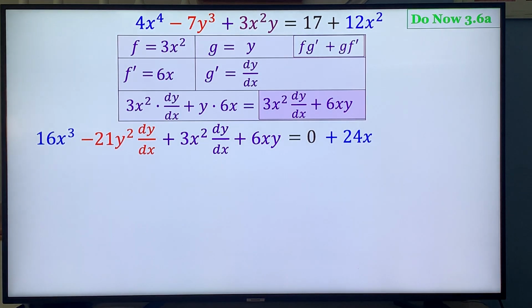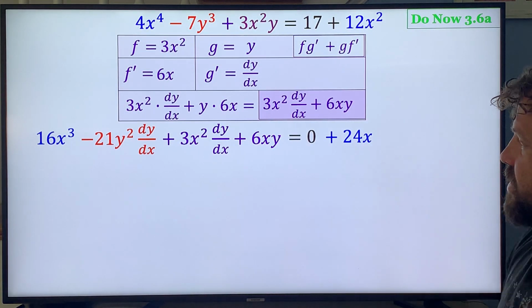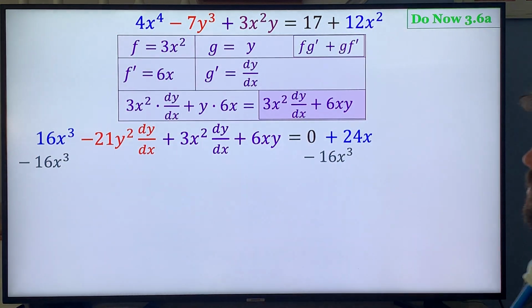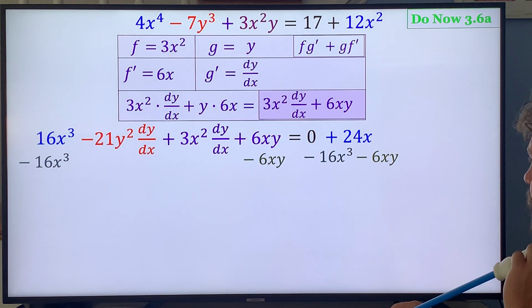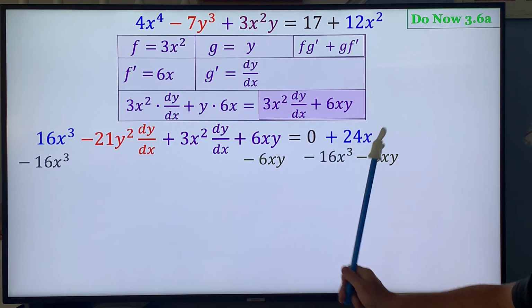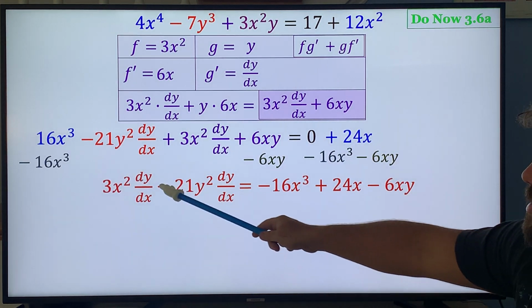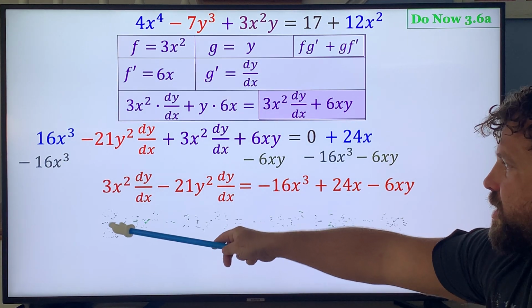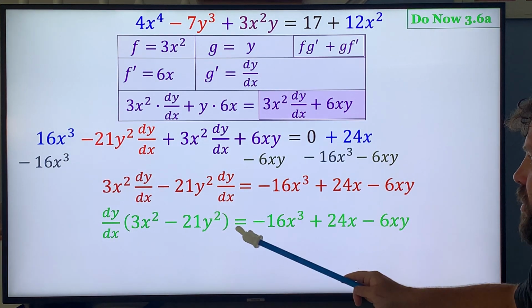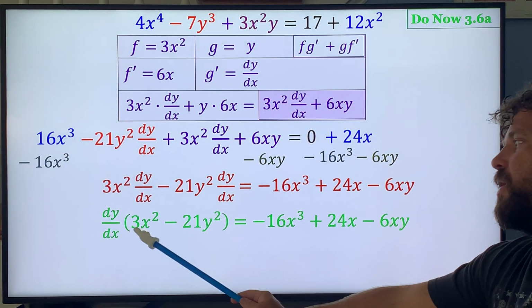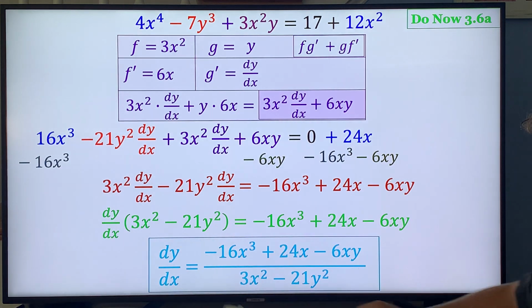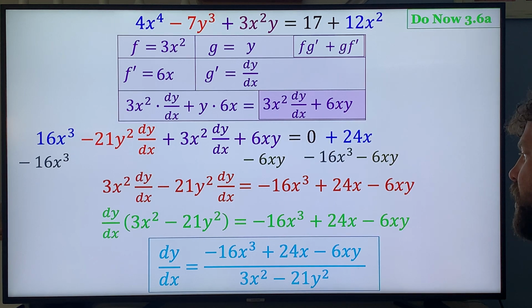Good? All right, so collect all the dy/dx's on the left-hand side. That means subtract 16x cubed from both sides, and subtract 6xy from both sides. The term on the right stays, because you're already on the right. You're going to collect the dy/dx and factor it out. So dy/dx times 3x squared minus 21y squared equals, this stays the same. Divide by whatever is connected to the dy/dx, and there's your answer: negative 16x cubed plus 24x minus 6xy over 3x squared minus 21y squared.